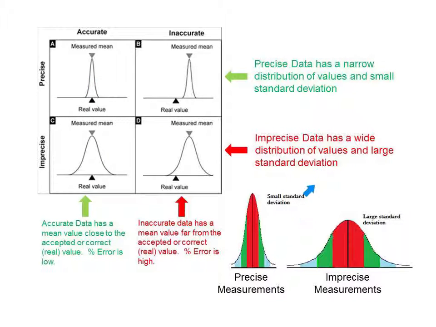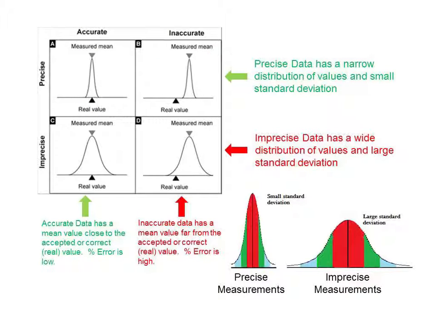So a small standard deviation, as down here, means precise measurements. You have a very sharp and narrow peak. A large standard deviation means that you have a broad and diffuse peak, not very sharp. So your measurements are much more spread out, so you would have imprecise measurements. So in this case, we have both precision and accuracy.